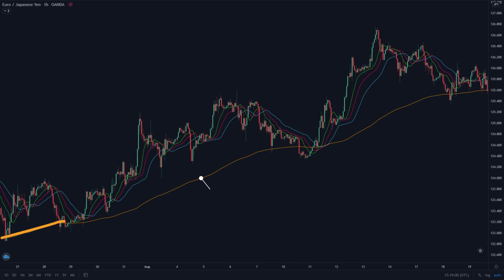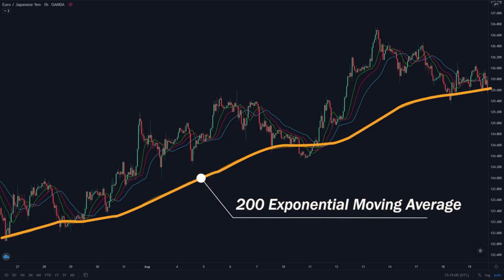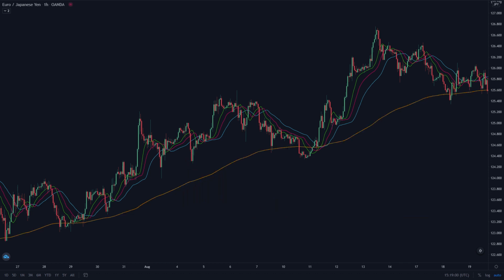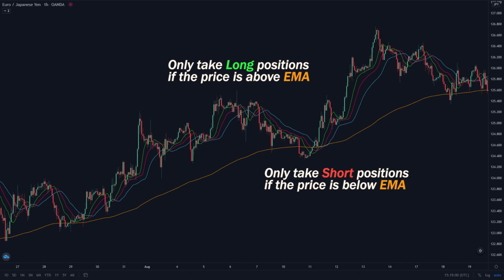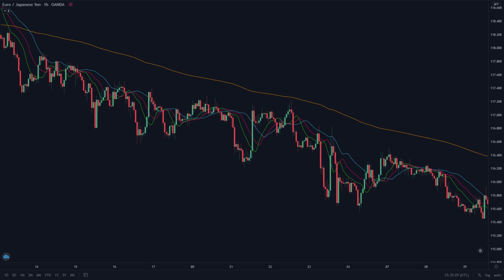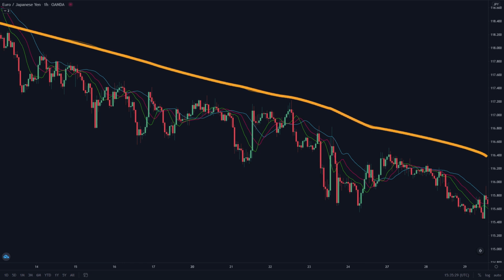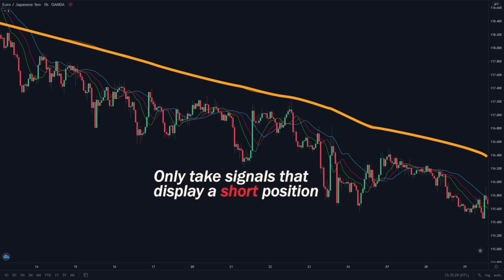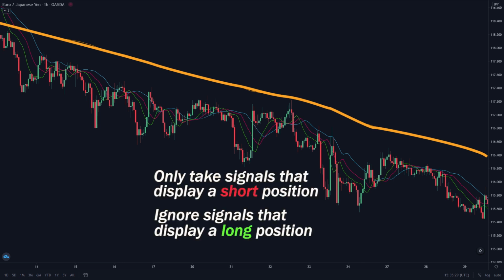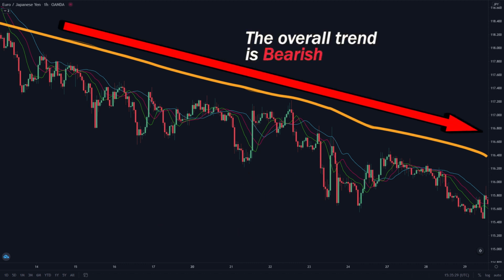I found it works best with the 200 EMA because it shows the overall trend on the market. The way you trade this indicator combination is by only taking long positions if the price is above the 200 EMA and only taking short positions if the price is below the EMA. So for example, you can see here that the price is below the EMA line, and because it's below, it means we are only taking signals that display a short position. So signals that display a long position would be ignored, because remember, the overall trend is bearish.